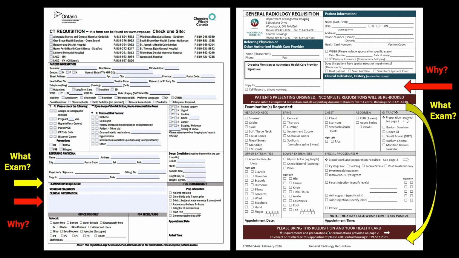Other forms can be complex. For example, this form for a CT scan requisition for Southwestern Ontario, or a general radiology requisition from Woodstock Hospital. These forms may ask more questions about the patient, including pre-existing medical conditions, but invariably they will always contain a section about what exam is being requested and have a section covering either clinical information, clinical indication, or clinical history. That is again asking why the exam is being performed.